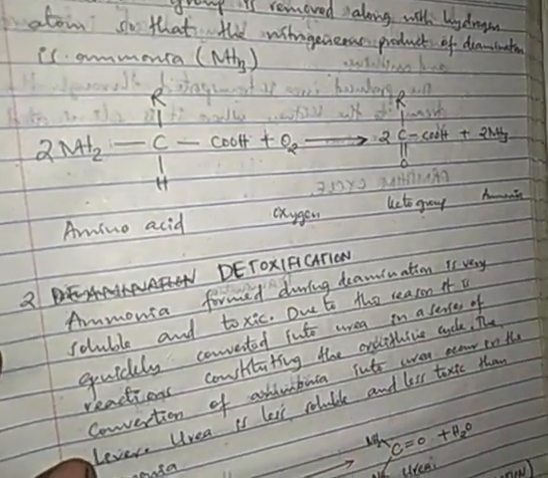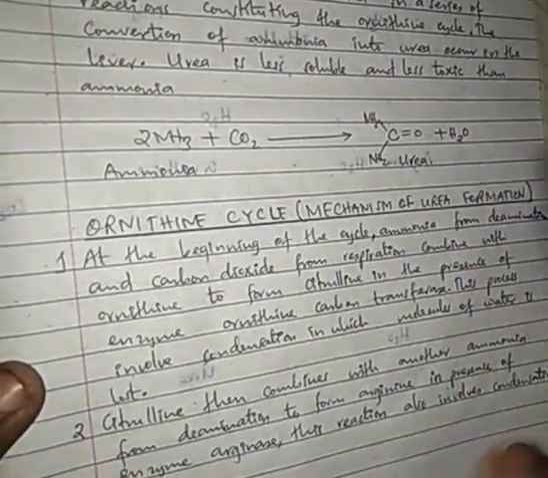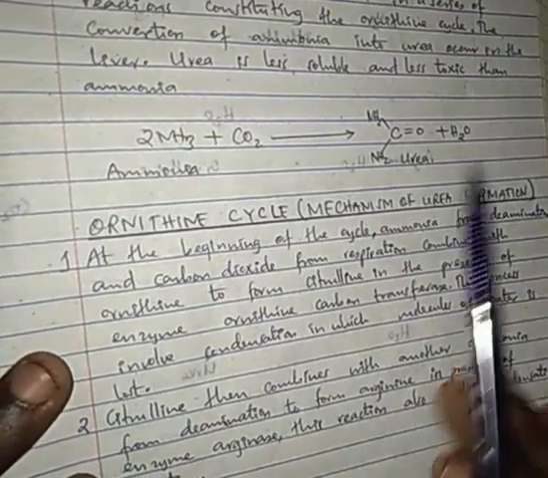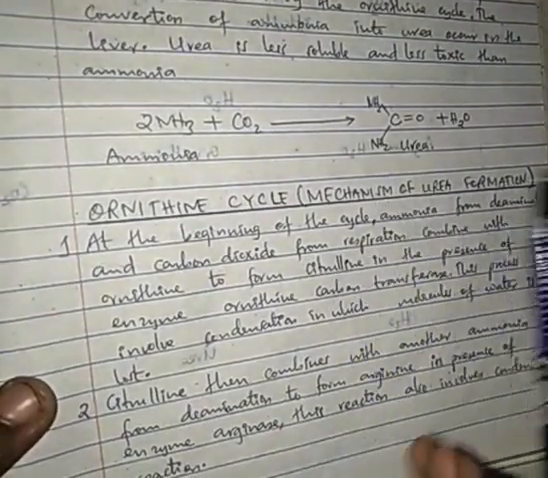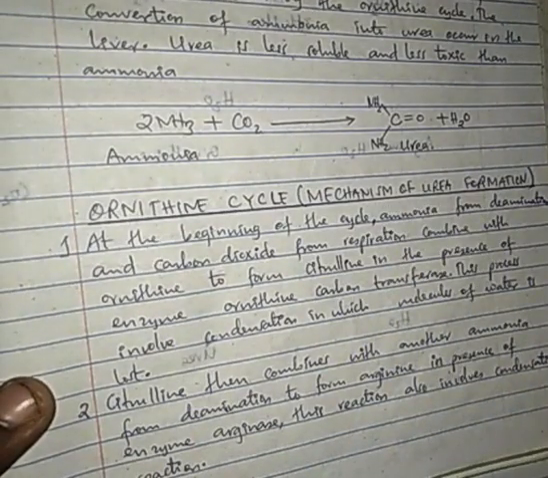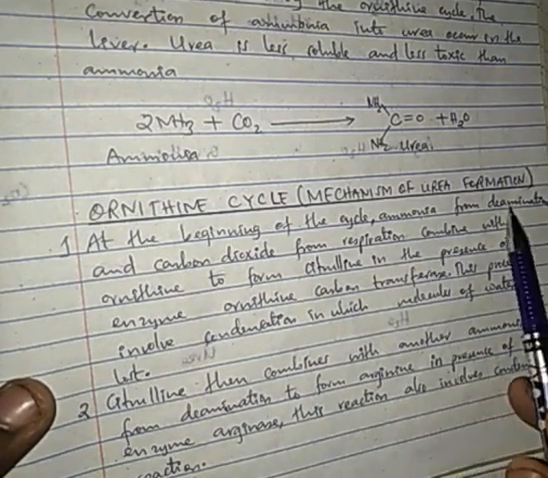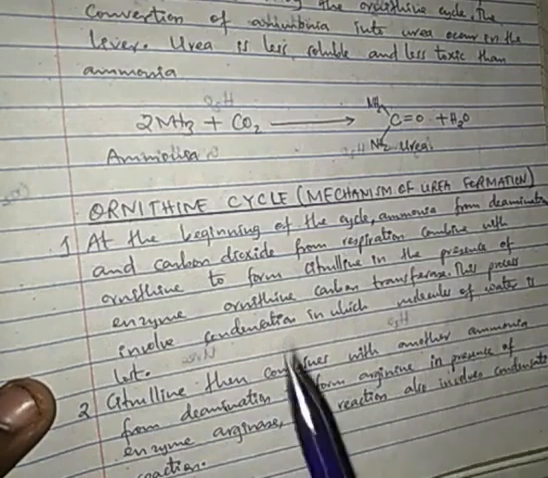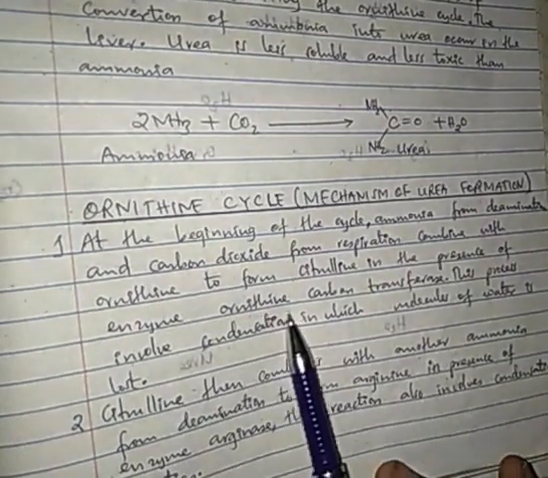The keto group goes to respiration, and then the amino group is the one entering the ornithine cycle within the liver. So the ornithine cycle starts from ammonia and carbon dioxide. At the beginning of the cycle, ammonia from deamination and carbon dioxide from respiration combine with ornithine to form citrulline in the presence of the enzyme ornithine carbamoyl transferase.